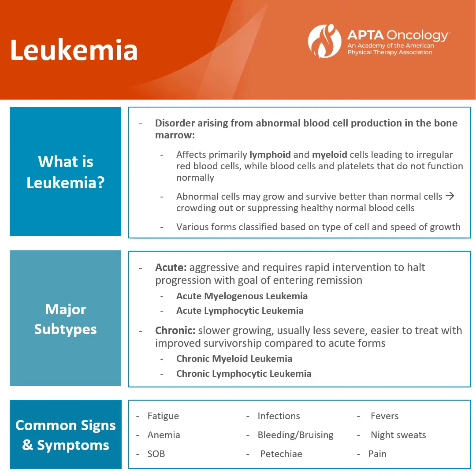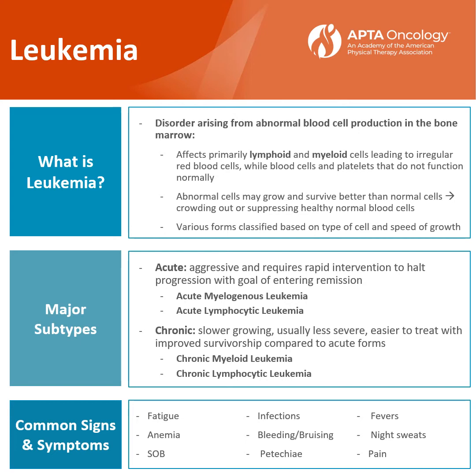Leukemic blasts grow and survive better than normal cells, causing suppression of normal blood cells, leading to anemia, neutropenia, and thrombocytopenia. There are a variety of forms of leukemia. However, there are four major classifications based on the type of cell involved and the speed of growth. The four major subtypes of leukemia are acute myelogenous leukemia, acute lymphocytic leukemia, chronic myeloid leukemia, and chronic lymphocytic leukemia.